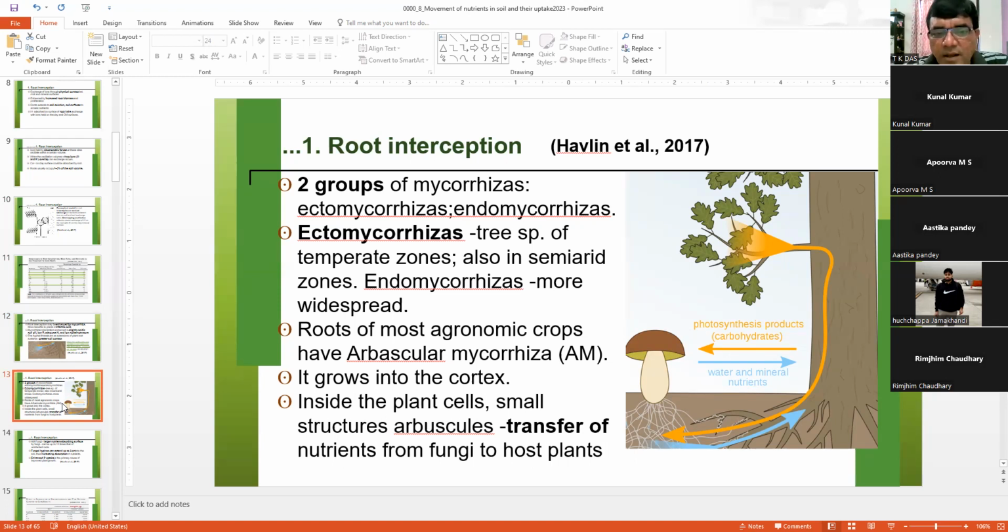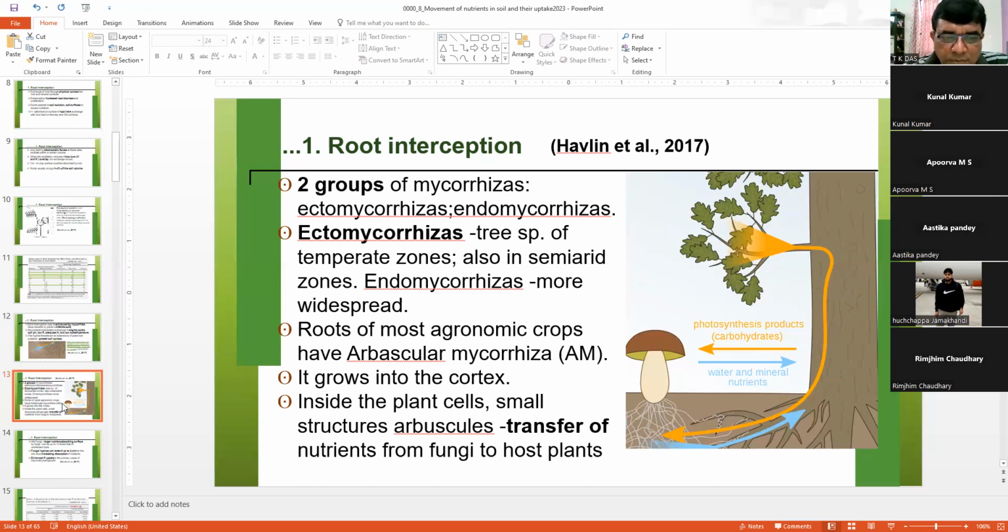And besides nutrient uptake, they help in the nutrient uptake. Besides this, mycorrhiza also help the plants in tolerating other kinds of stresses also.